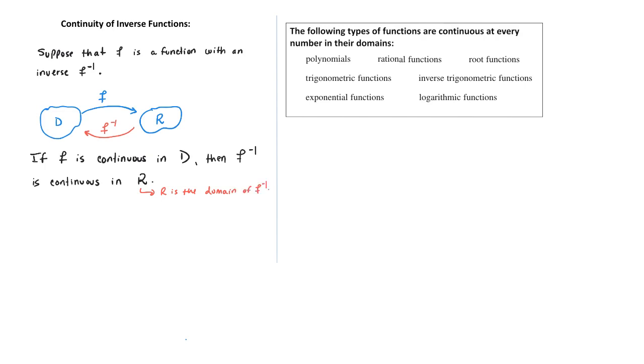And I'm hoping that you're not finding this shocking. This is actually quite predictable. We're saying that if we have f and its inverse, and if we know that f is continuous, then f inverse has to be continuous in its domain. And why do I say that this is obvious? I mean, think about how f and its inverse are related.